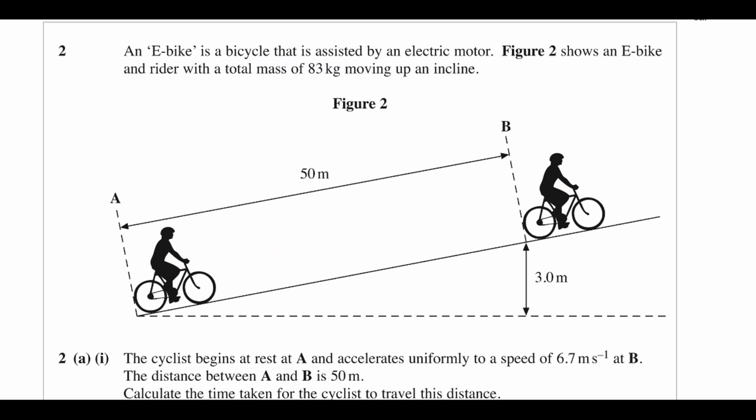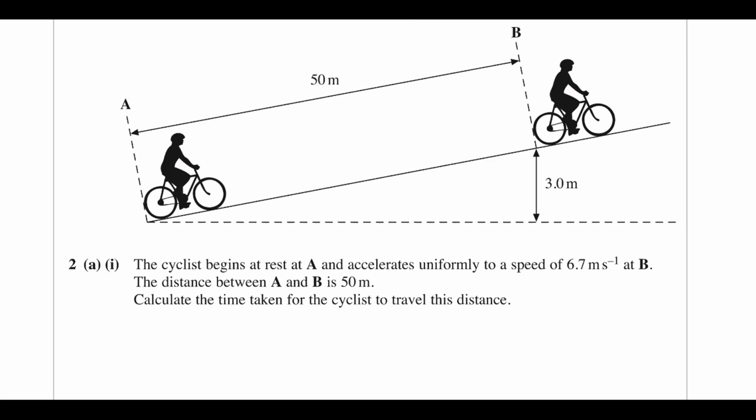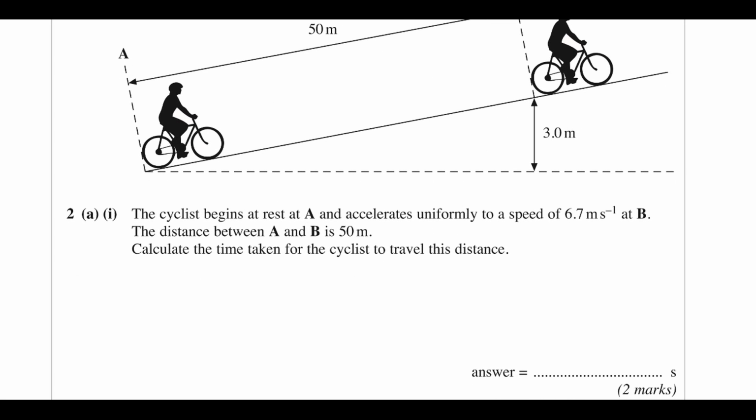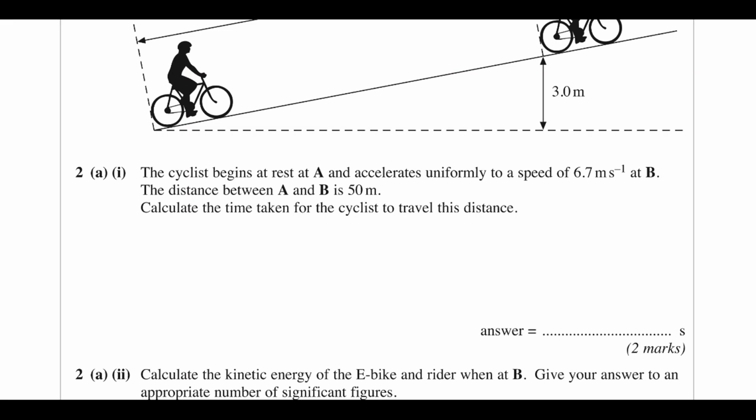Let's move on. So continuing with mechanics, we've got an electronic bike, or an e-bike, and a rider. The bike and rider have a total mass of 83 kilograms, and they're going up a hill. We know the hypotenuse and we know the height change. So the cyclist begins at rest at A and accelerates uniformly to a speed of 6.7 at B. The distance between A and B is 50 meters. Calculate the time taken to travel this distance.